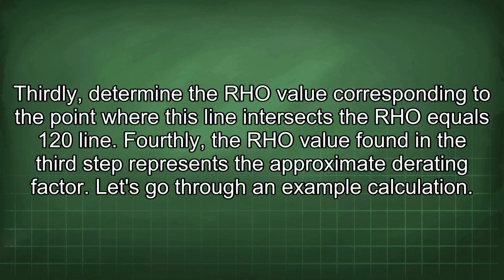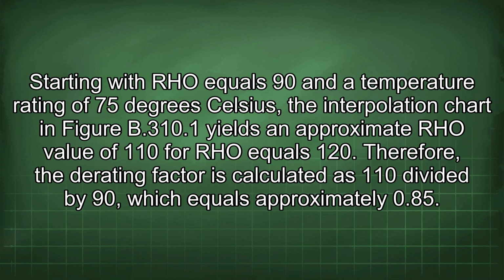Let's go through an example calculation. Starting with RHO equals 90 and a temperature rating of 75 degrees Celsius, the interpolation chart in Figure B.310.1 yields an approximate RHO value of 110 for RHO equals 120. Therefore, the derating factor is calculated as 110 divided by 90, which equals approximately 0.85.